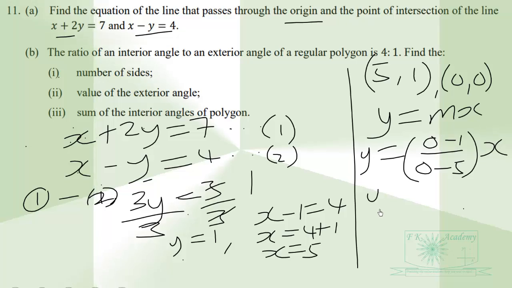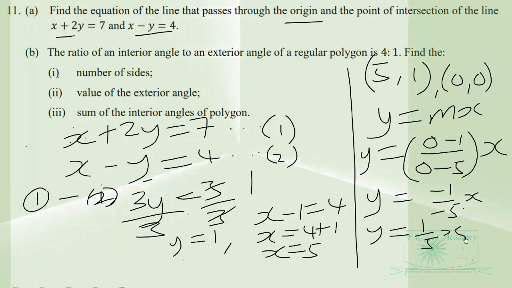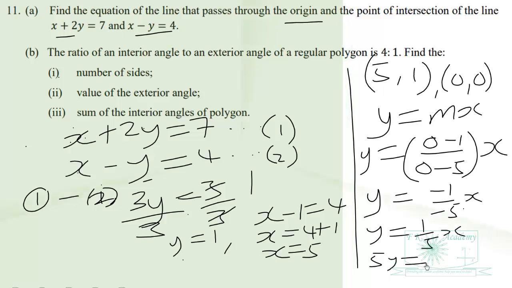So we're going to get y equal to negative 1 over negative 5x, or y is equal to 1 over 5x. So that is the equation of the straight line that passes through the origin. Or you can write it in standard form: multiply through by 5, you get 5y equal x, or x minus 5y equal 0. So any of them is correct.